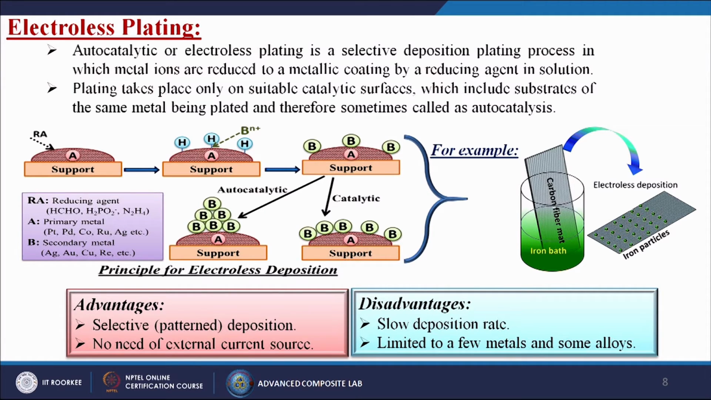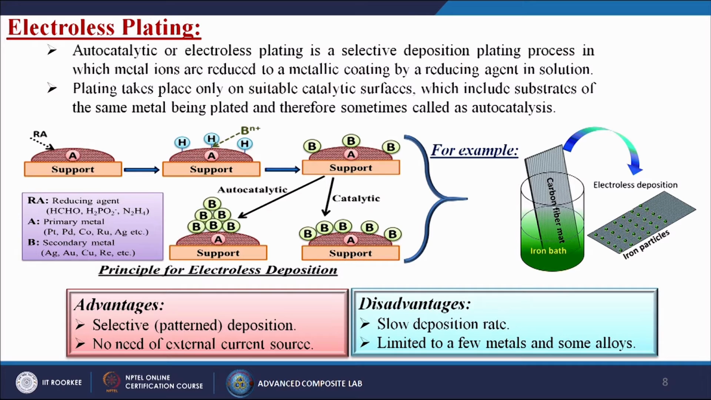So, first we have the support, on top of that we put some kind of primary metal, maybe platinum, palladium, copper, ruthenium or silver, etc. Then we put a reducing agent on top of that, like HCHO, H2PO2 or N2H4. Then we create the ions on top of that primary metal, then we introduce the secondary metals like silver, gold, copper, then Re, etc., and then it reacts with the A material and they form a layer onto the top of the A material.